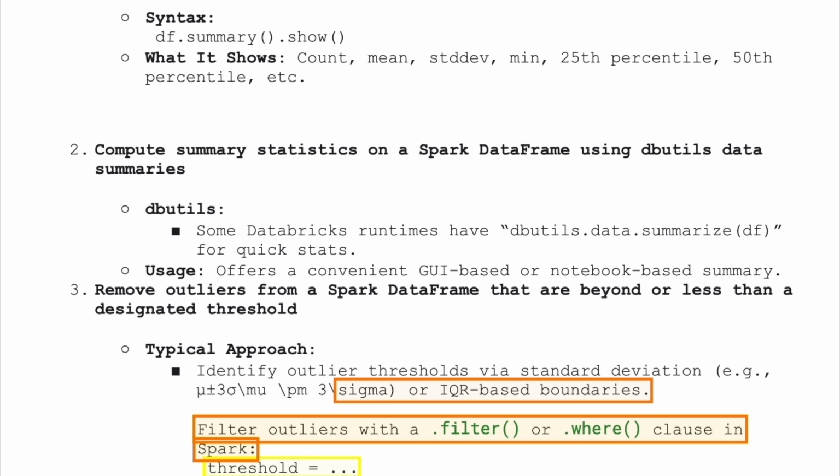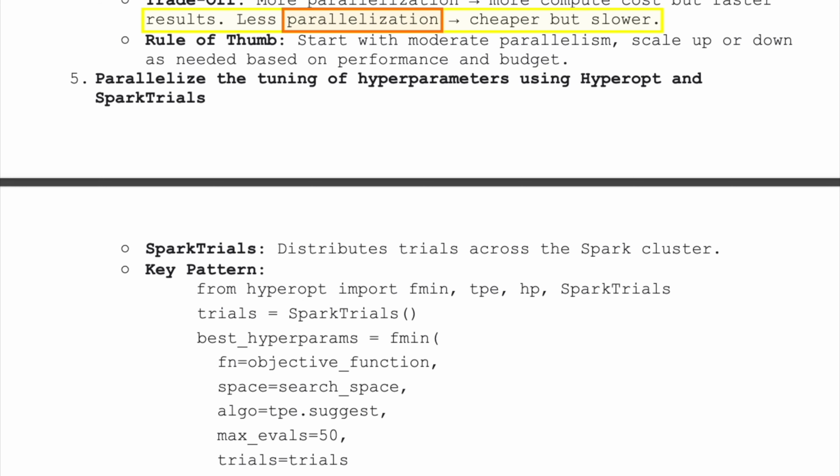4. Understand the balance between compute resources and parallelization trade-off. More parallelization means more compute cost but faster results. Less parallelization means cheaper but slower. Rule of thumb: start with moderate parallelism, scale up or down as needed based on performance and budget.